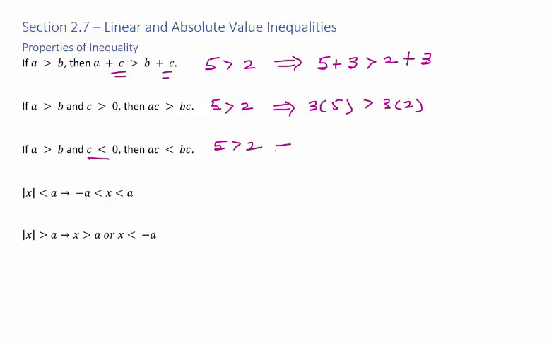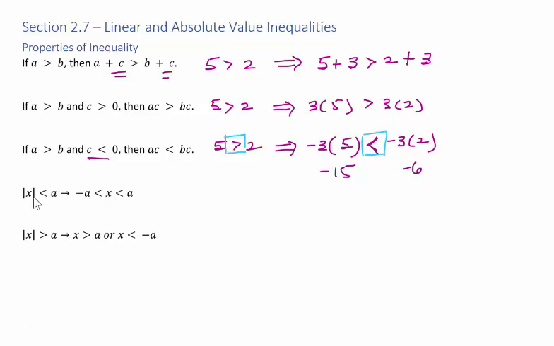Okay, so we'll start again with 5 is greater than 2, and let's multiply by a negative number this time. So negative 3 times 5 is something compared to negative 3 times 2. And this is negative 15, and negative 3 times 2 is negative 6, and negative 15 is less than negative 6. We see this inequality symbol flip in the middle of the problem. And that is also true if you divide by a negative number.